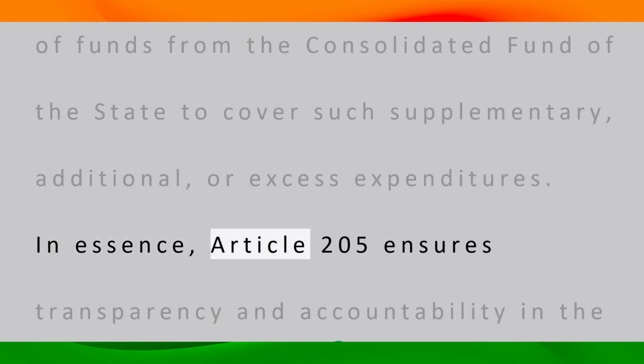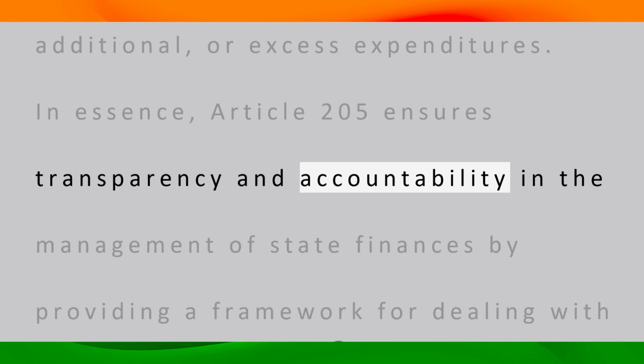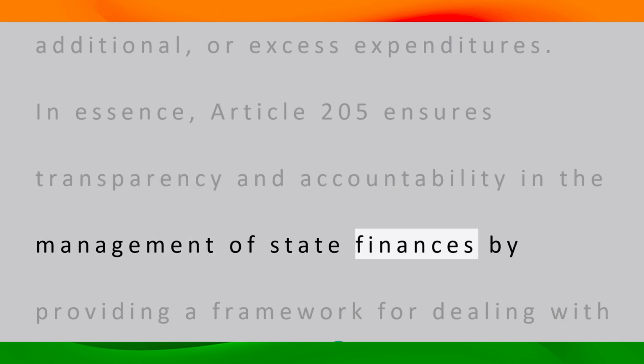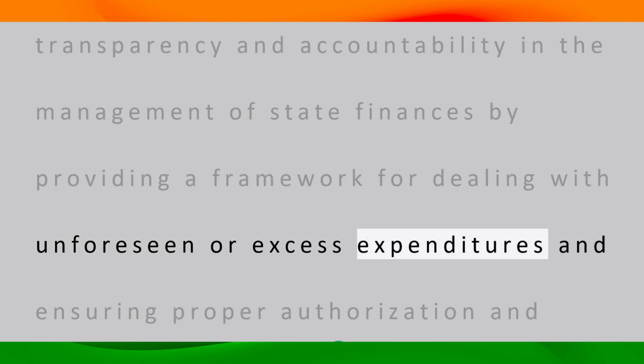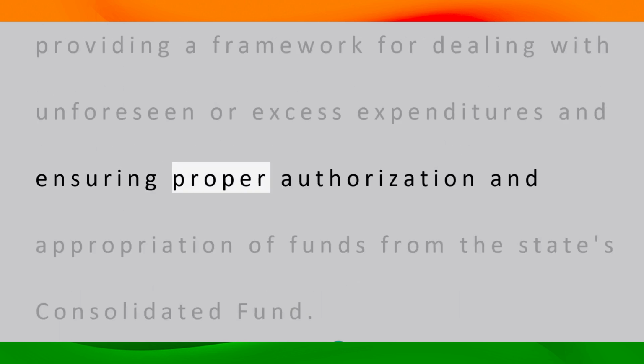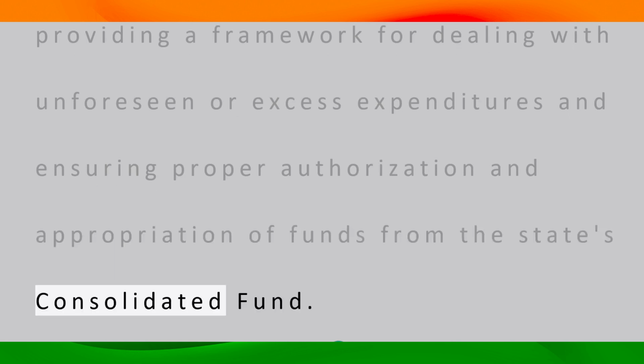In essence, Article 205 ensures transparency and accountability in the management of state finances by providing a framework for dealing with unforeseen or excess expenditures and ensuring proper authorization and appropriation of funds from the state's consolidated fund.